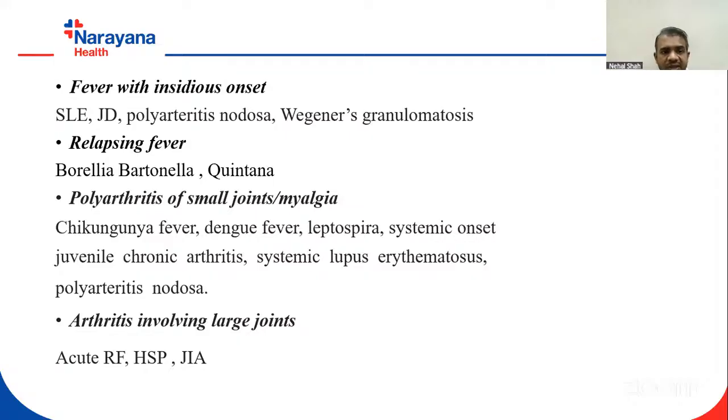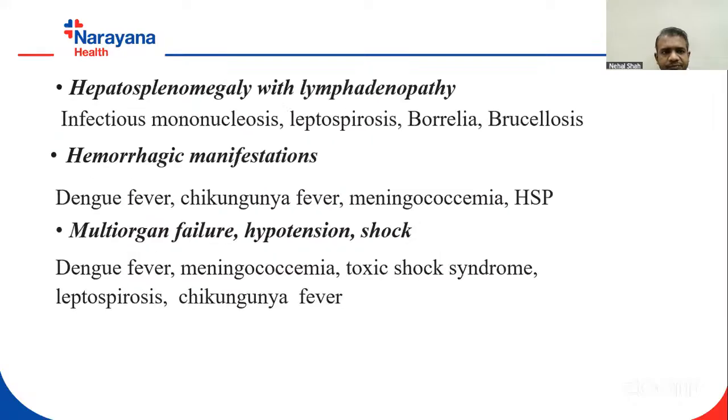Then fever associated with joint involvement. Many a times a single joint or multiple joints. Polyarthritis means more than one joint, and is most common with chikungunya, dengue, leptospira, systemic onset juvenile arthritis, lupus, and polyarteritis nodosa. And fever with large joint involvement is commonly acute rheumatic fever, Henoch-Schonlein purpura, and juvenile idiopathic arthritis.